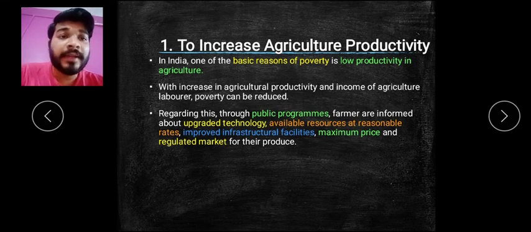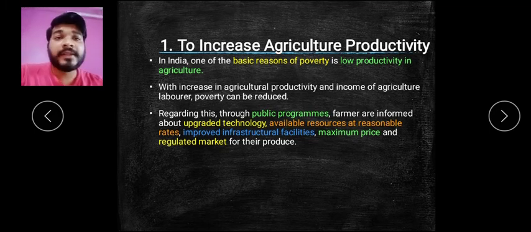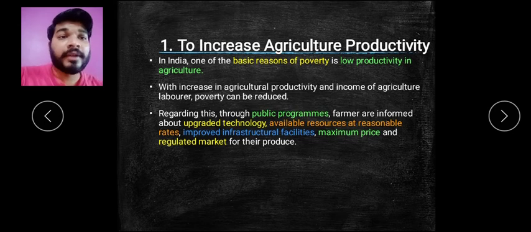Second, public programs. How? Through public programs, meaning to make awareness. Like many campaigns in villages, not in cities, awareness programs are being done, and experts come there and try to inform them. So farmers are informed to upgrade technology. The first thing is that if you want more production with less effort, you need to upgrade your technology. Second, the resources should be available to them at a reasonable price.